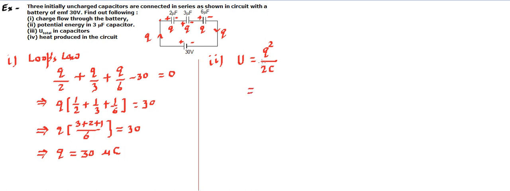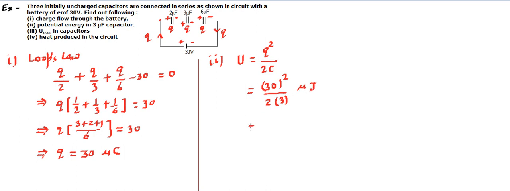Now we know the Q value, which is 30. So we will say 30 microcoulomb square divided by 2 into capacitance in microfarad. So capacitance is 3. Now here is a micro square, here is a micro. So micro square and micro will be divided, so 1 micro will be left. That means our answer will come in microjoule. So this will be in microjoule.